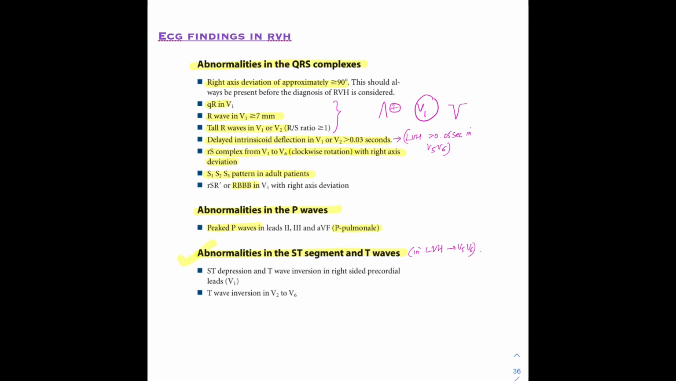And the last is the abnormalities in the ST segment and T waves. Just like we have the ventricular strain pattern when left ventricular thickness increases, we'll have a similar kind of ECG changes in case of right ventricular hypertrophy. So you'll be seeing ST segment depression and T wave inversion, but this time the changes are going to be in the right-sided precordial leads. In LVH, these ST segment and T wave changes were in the leads V5 and V6, but in case of RVH, it's going to be in lead V1.